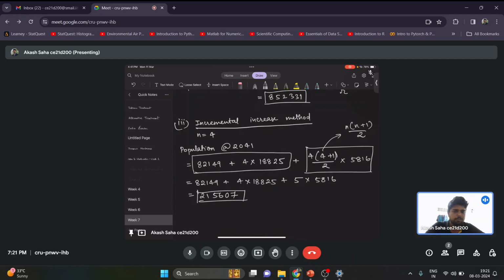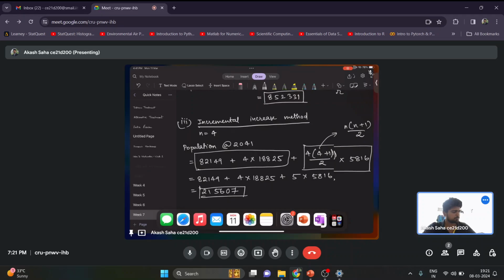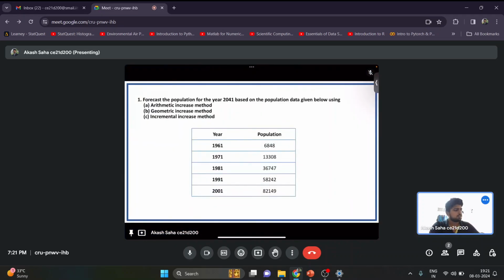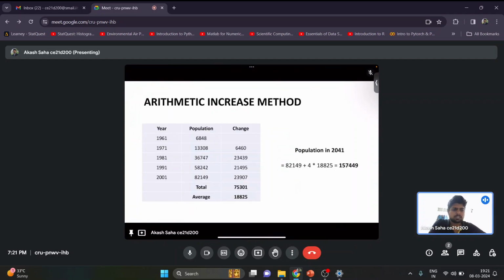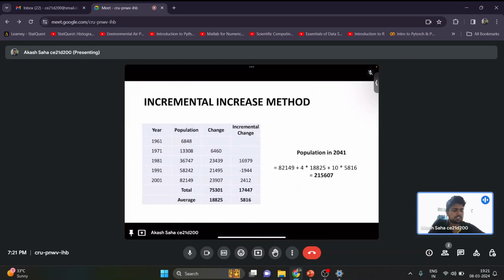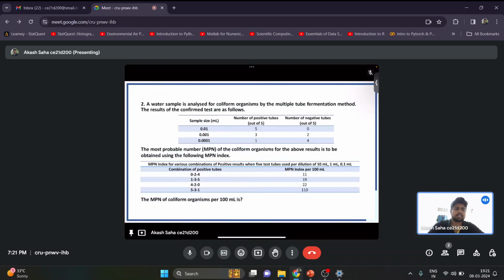Now if we move forward, we'll see the problem. I've given the solution also here, so you can go through it. So this is the arithmetic increase method, then the geometric increase method, and at last we got the incremental increase. Okay, so now we'll discuss the second problem.